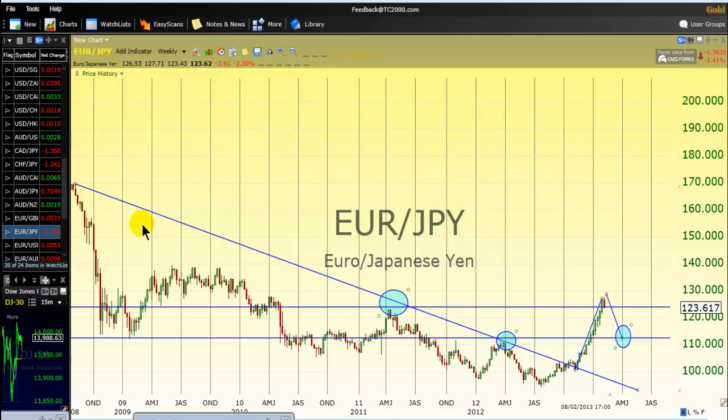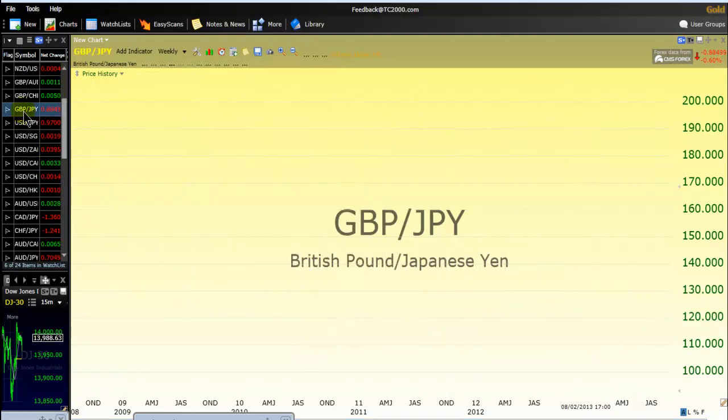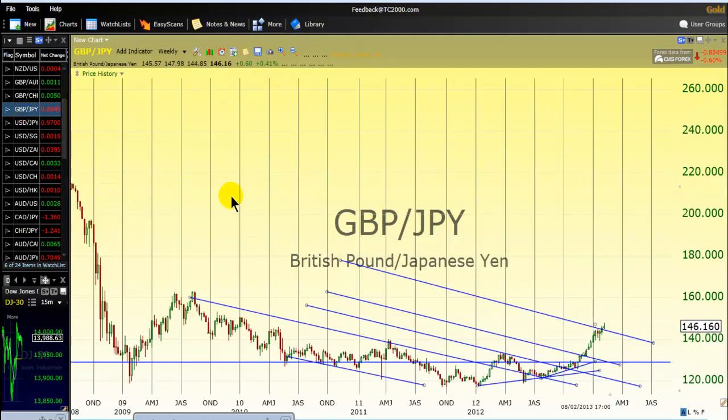I think I've said enough, okay? I've said enough for 45 minutes. Let's quickly look at the pound-yen currency pair. We will see a similar scenario again, comparing another currency pair to the yen. Here I have a channel.